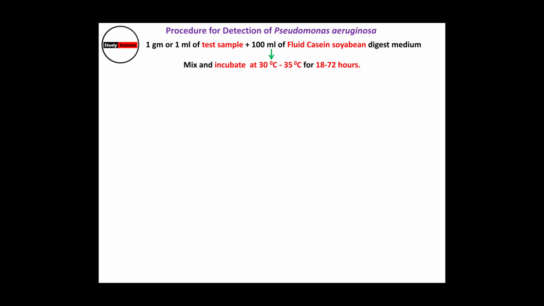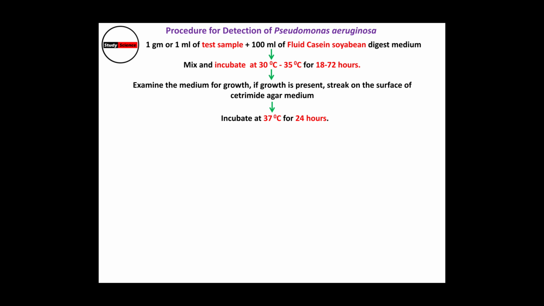Procedure for detection of Pseudomonas aeruginosa. Take 1 gram or 1 ml of test sample and add 100 ml of fluid casein soybean digest medium. Mix it and incubate at 30 to 35 degrees Celsius for 18 to 72 hours. Examine the medium for growth. If growth is present, streak on the surface of cetrimide agar medium. Incubate at 37 degrees Celsius for 24 hours.